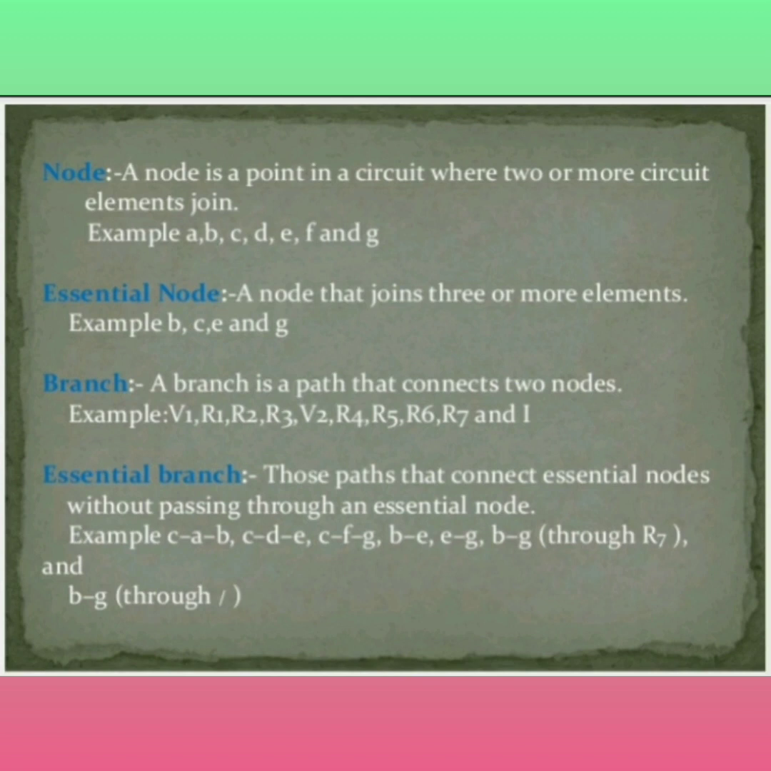Branch. A branch is a path that connects two nodes. Example: V1, V2, and so on. Essential branch. Those paths that connect essential nodes without passing through an essential node. Example: C to A to B, C to D, and D to E, etc.